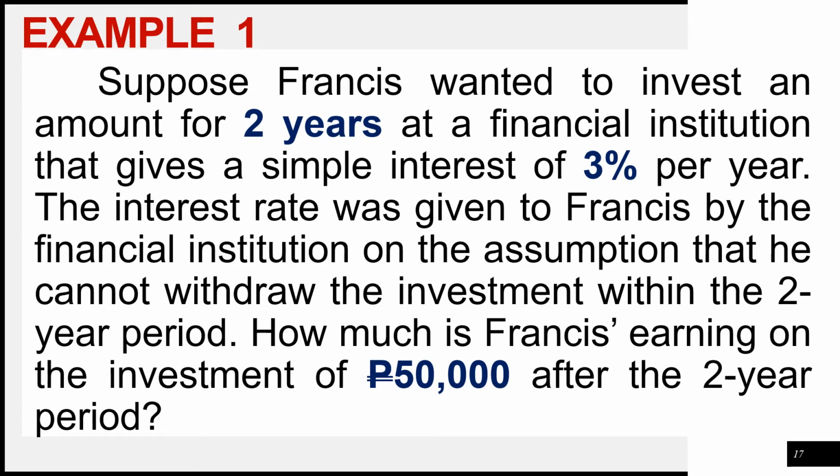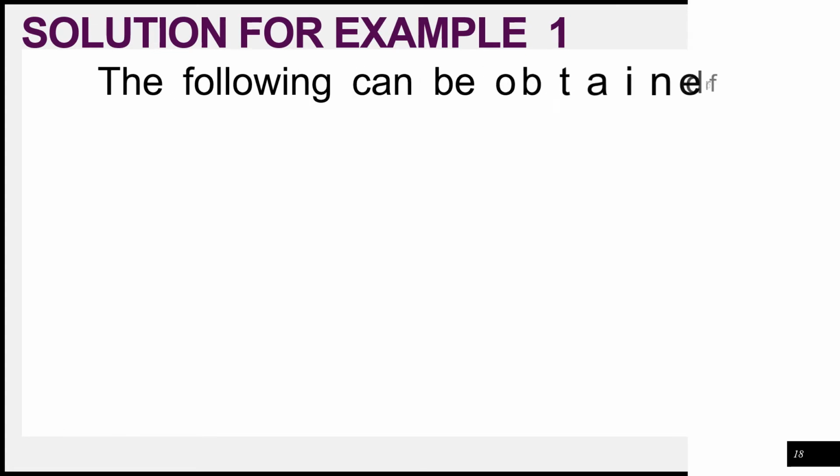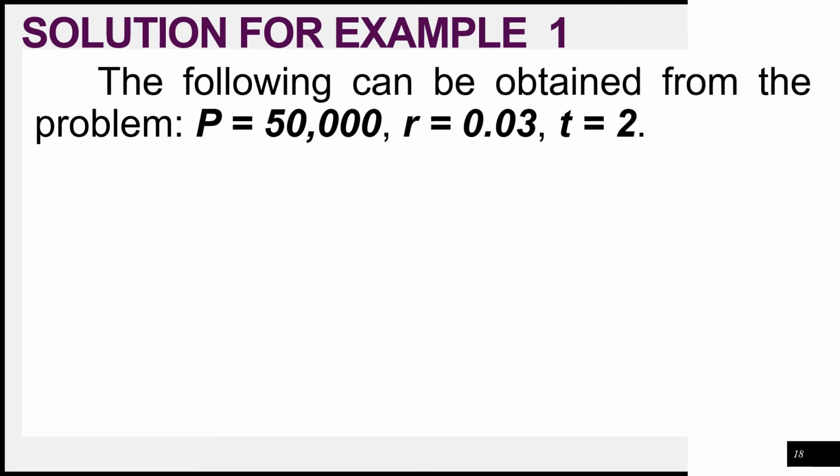Now you can see that in this problem, the terms 2 years, 3%, and 50,000 pesos are in bold case and highlighted in the font colored blue. Now, the key for us to solve this problem is for us to identify the different given so that we will be able to solve this one easily. Here's the solution for example number 1. The following can be obtained from the problem.